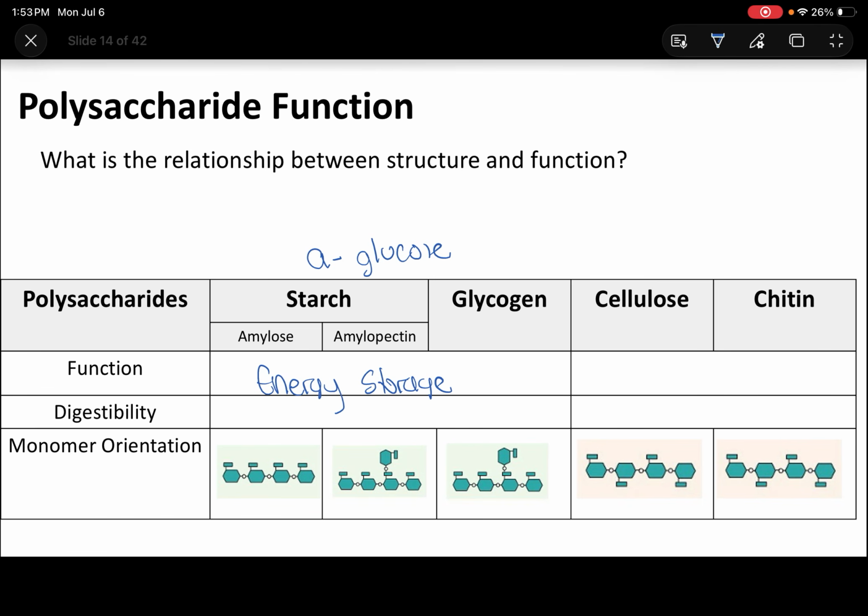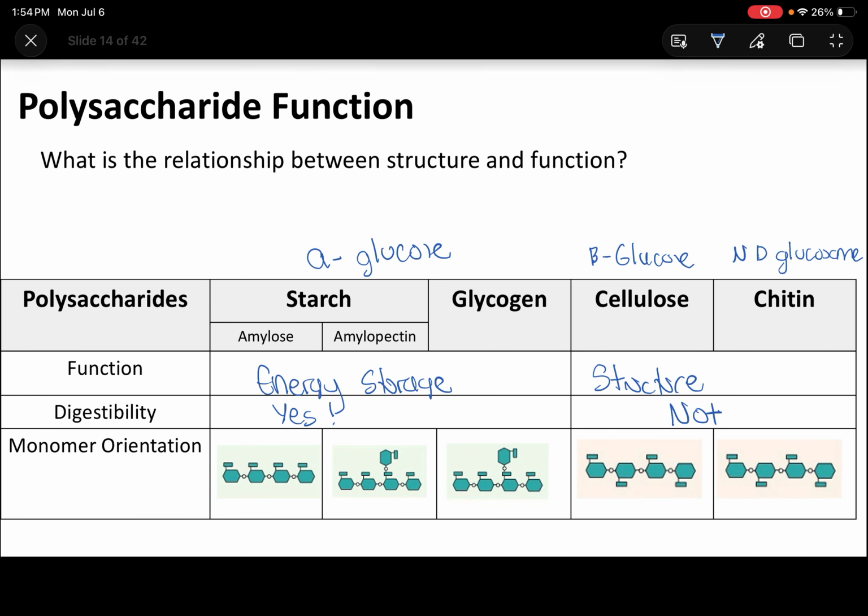So we would say these are digestible. Yes, we are able to digest and eat starch and glycogen. We can break them down into their subsequent monomers of alpha glucose. However, cellulose and chitin, because they are made up of, remember, beta glucose and N-acetyl-D-glucosamine, are not digestible. They are not able to be digested by our system. We do not have enzymes in our body that are able to break this down. And what's really interesting is that in plants, cellulose and chitin in the exoskeleton are primarily providing structure.